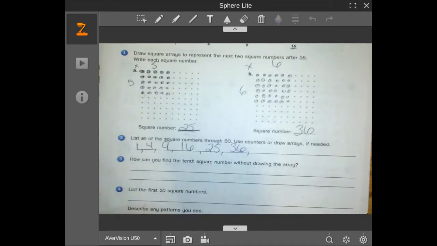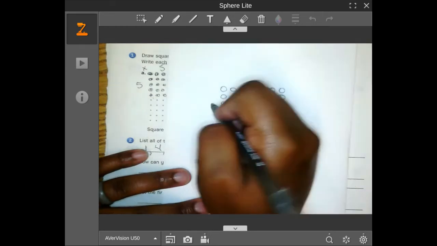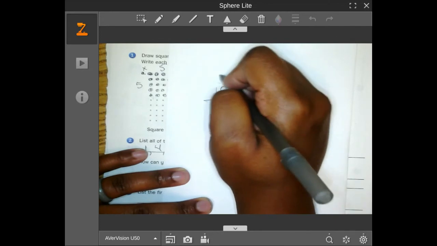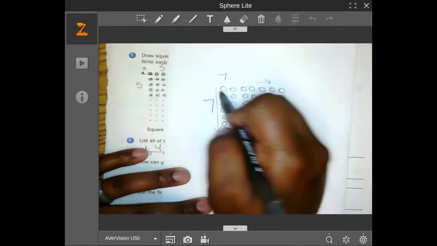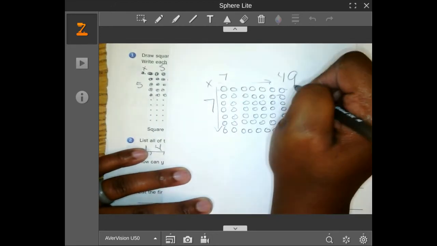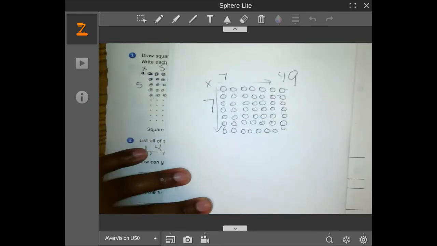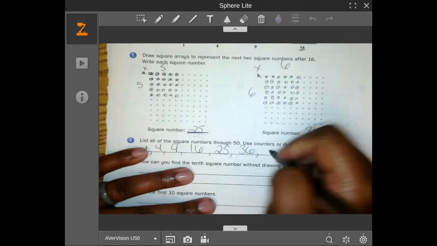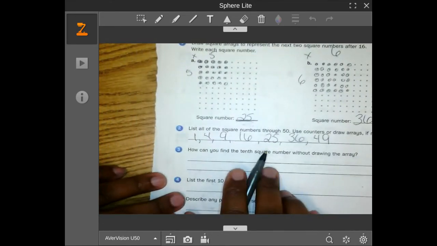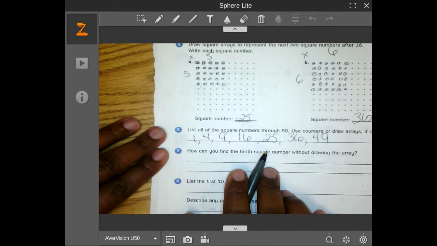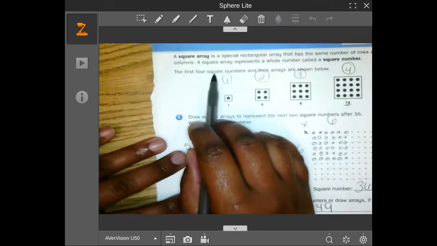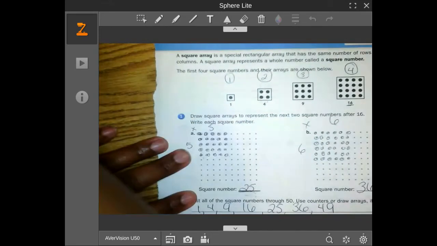I'm going to go to 7 next. So what I did, I drew 7 going down for my columns and 7 across. So I have 7 columns across, then I have 7 rows. 7 times 7 equals, yes, 49. So my last number before 50 would be 49. Here are all of my arrays, 1 through 50. Remember, an array has the same number of rows and columns.